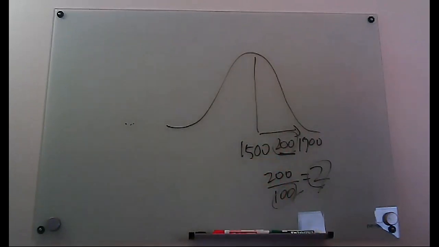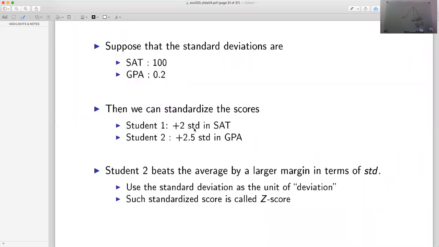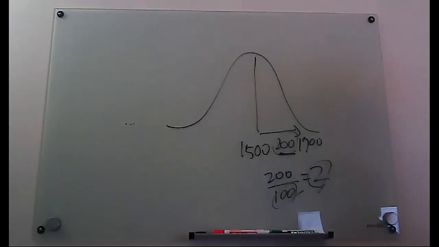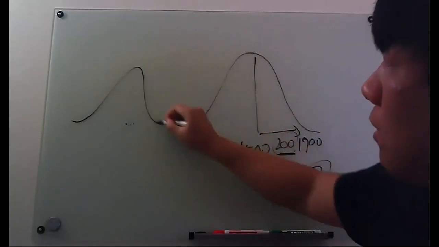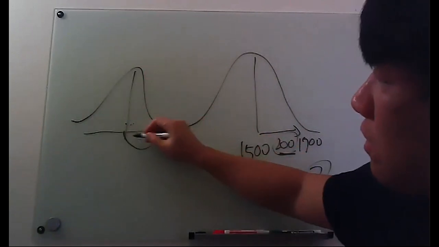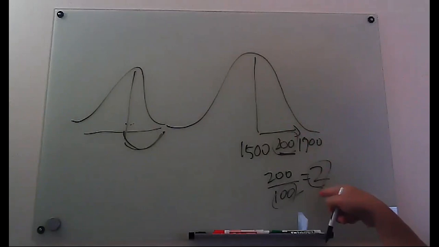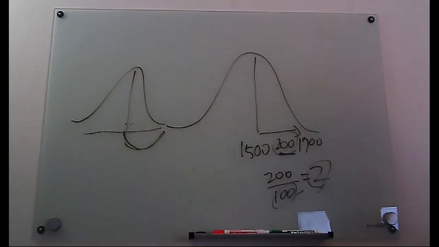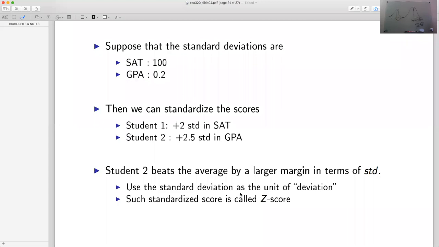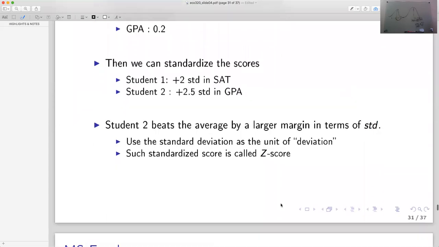So you can tell using this data that a 1700 score is 2 standard deviations from the mean. This is how you describe it. In terms of SAT, that is 2 standard deviations from average, but GPA is 2.5 standard deviations. So student 2 beats the average by a larger margin in terms of standard deviation. If we know the distribution, 2.5 is much farther from the mean than 2. This is one of the examples we can use.